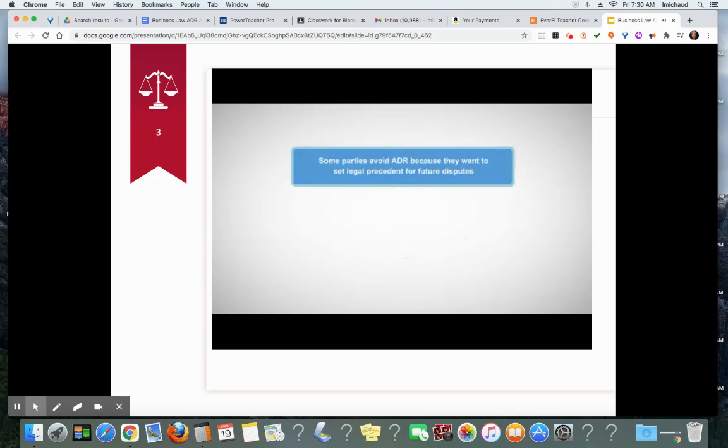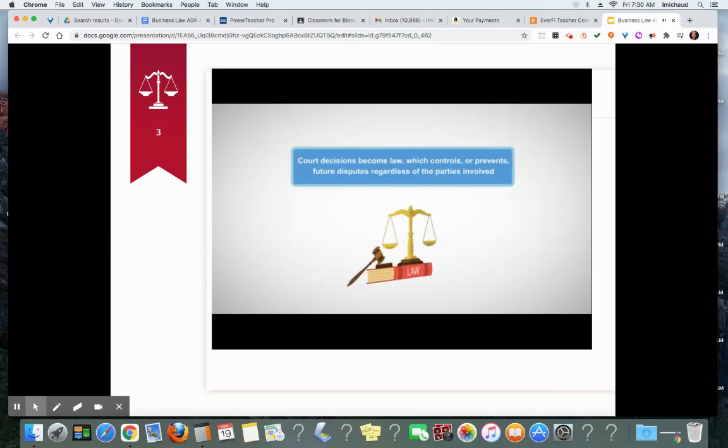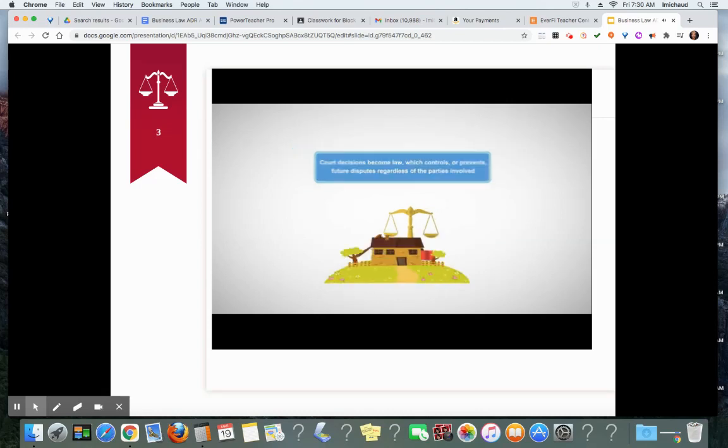Some parties even avoid ADR because they want to set legal precedent for future disputes. ADR provides a one-time solution that is only binding, if at all, on the current parties for the current dispute. In contrast, court decisions become law, which controls or prevents future disputes, regardless of the parties involved. Take the airline industry, for example.